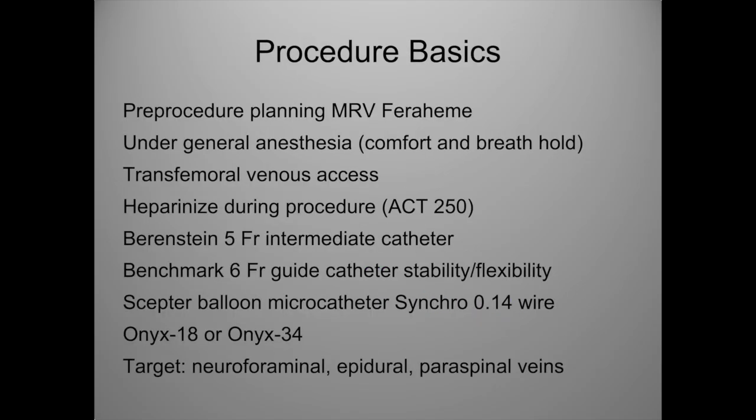How do we do it? I do it by first getting an MR venogram with ferumoxytol. We'll talk more about this. Do all the cases under general anesthesia for patient comfort and my precision in terms of seeing the images and the fine network of vessels. Through the groin approach, heparinization during the procedure, and we use a triaxial system, which involves an intermediate catheter, a guide catheter, and then a small balloon microcatheter for the pressure cooker technique, where we inflate the balloon and then inject the Onyx 18 or Onyx 34.